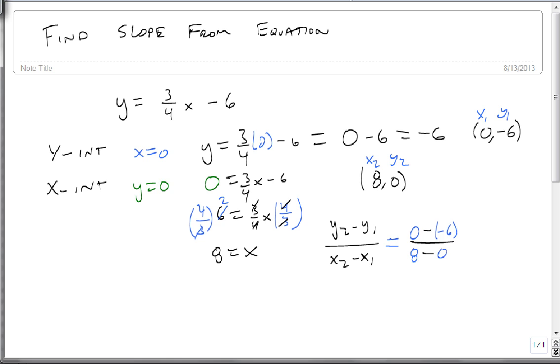So we get 0 minus a minus 6, which is positive 6. Remember, minus and minus means we add. And 8 minus 0 is 8. We divide out what we can. Leaves a 3 on top and a 4 on bottom, and we get a slope of 3/4.